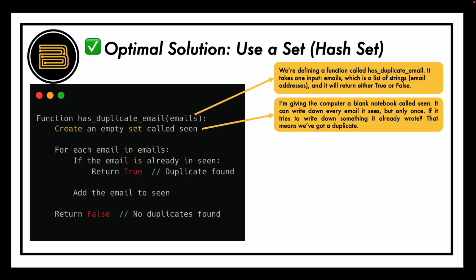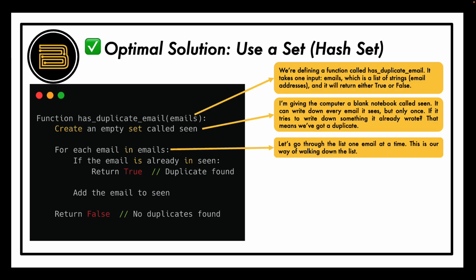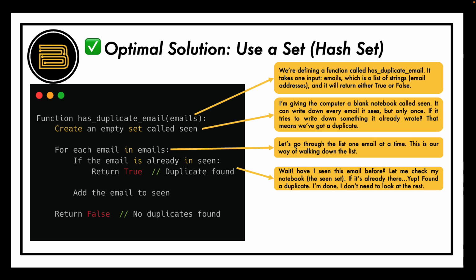It can write down every email it sees in the list, but only once. And if it tries to write down something it already wrote, that means we've got a duplicate. Then we're going to go through the list of emails one at a time. And this is our way of walking down the list.